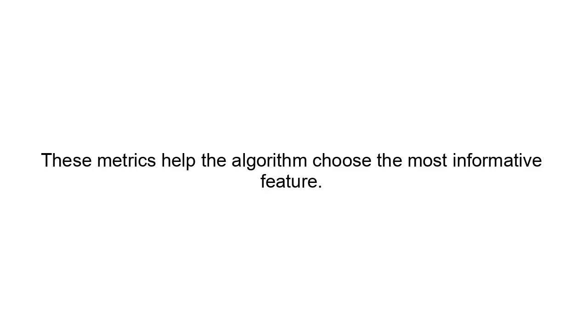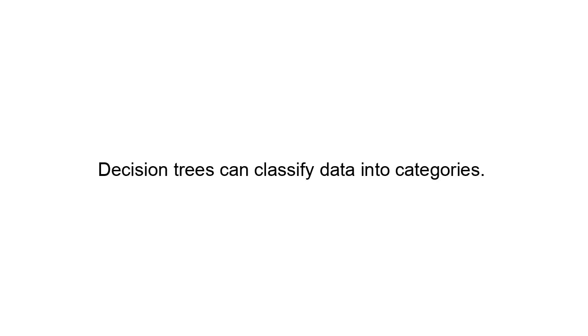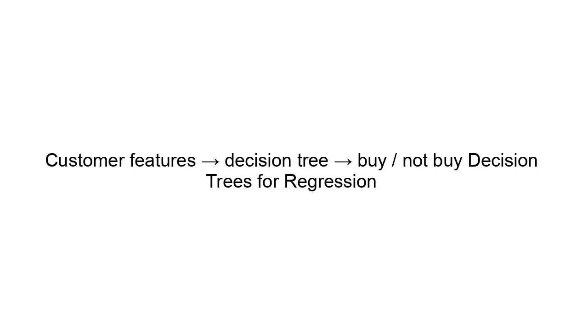Decision trees for classification. Decision trees can classify data into categories. Example: age, income, product. 25, 30,000, yes. 40, 70,000, yes. 35, 4,000, no. Example concept: customer features, decision tree, buy or not buy.